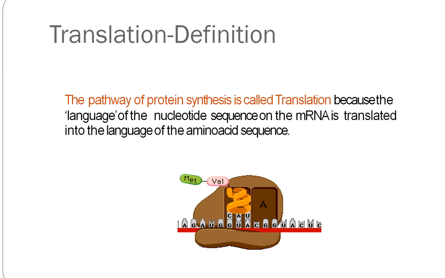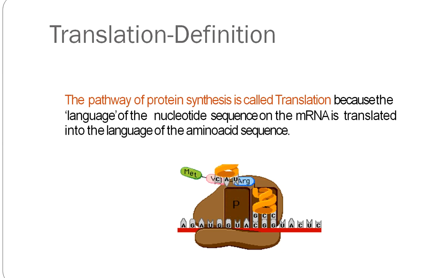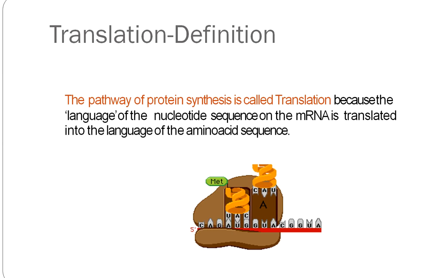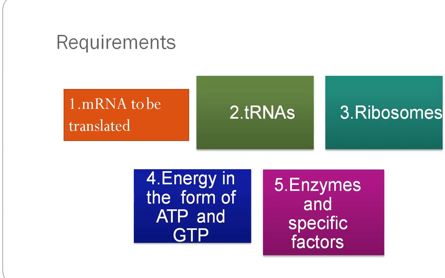In eukaryotes and prokaryotes, translation stages are almost the same with a few differences. So here we will see the translation for eukaryotes and compare it with the prokaryotes. Now the requirements of translation. First, mRNA to be translated. Second, tRNAs. Third, ribosomes. Fourth, energy in the form of ATP and GTP. Fifth, enzymes and specific factors.